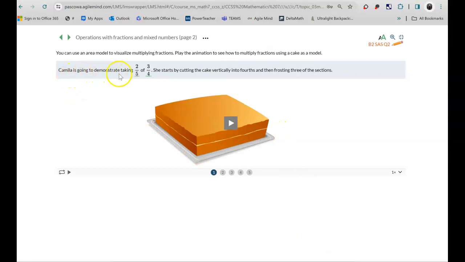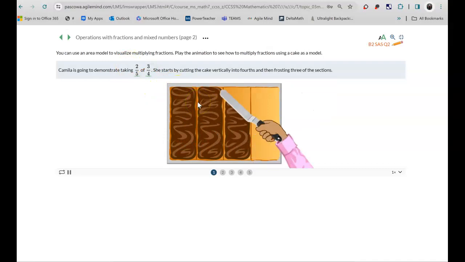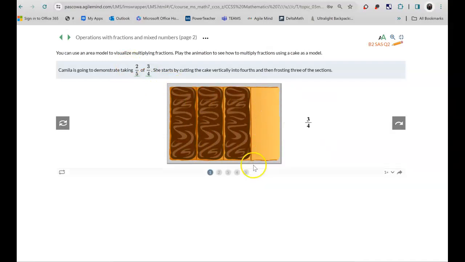It says Camila is going to demonstrate 2/5 of 2/3. 2/5 times 4/3. Oh my gosh, sorry. 2/5 times 3/4. So she's going to start by cutting the cake vertically into fourths and then frosting 3 of those sections. So I'm going to hit play. You can see slice, slice, and slice. Now, she has sliced it into 4 sections, and now she is frosting 3 of them. Okay, she has frosted 3/4 of the cake.